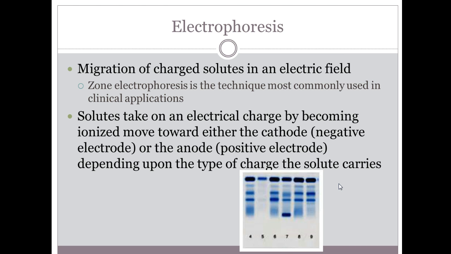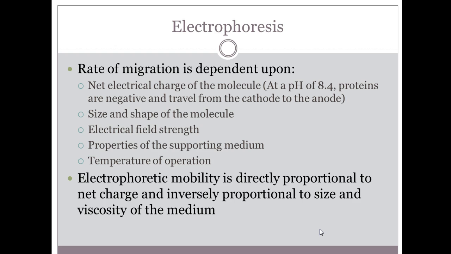In most cases, we use something like proteins. We can separate them by size and charge by sending them through a gel from a negatively charged area to a positively charged area. When we're done, it ends up looking something like this picture you see here. The rate of migration through that gel depends on the electrical charge of the molecule. For example, at a pH of 8.4, proteins are negative and travel from the cathode to the anode.